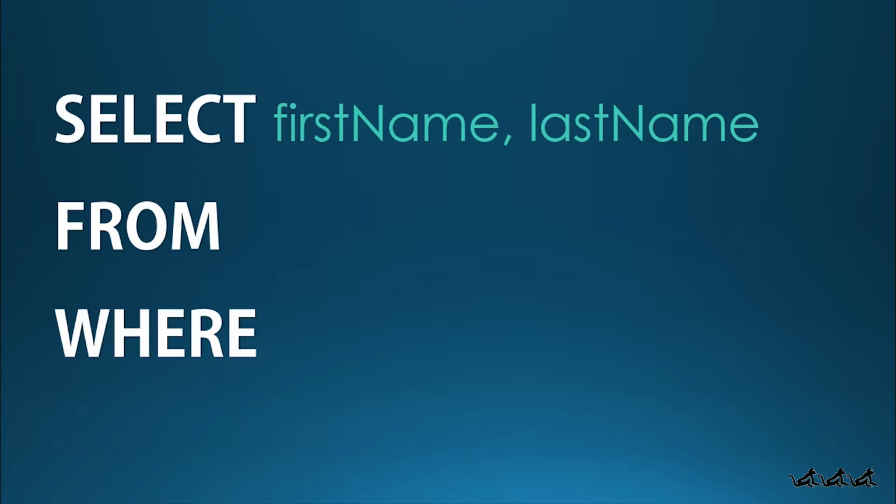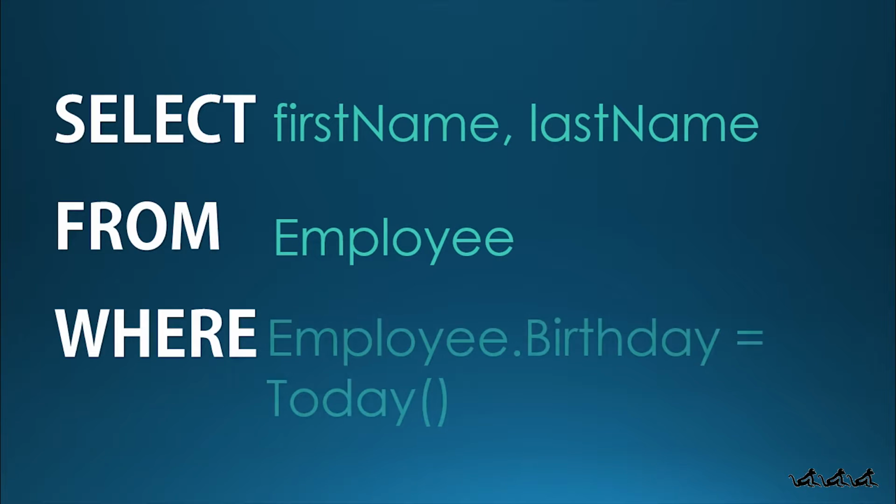So select first name, last name from employee, where employee birthday equals today. So it's going to evaluate each employee in the table of employees and look at the field called birthday. If birthday is equal to today's date, whatever today's date is, we send them a Christmas card or a cupcake or something over their desk. Okay, so creating a query is pretty simple, but that simplicity kind of disguises how powerful this function really is.